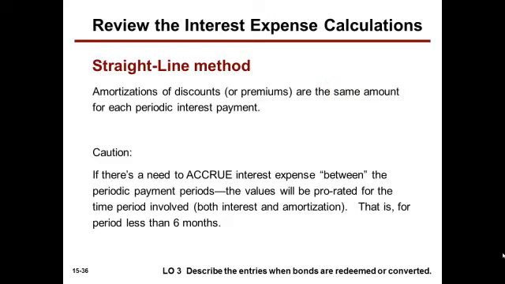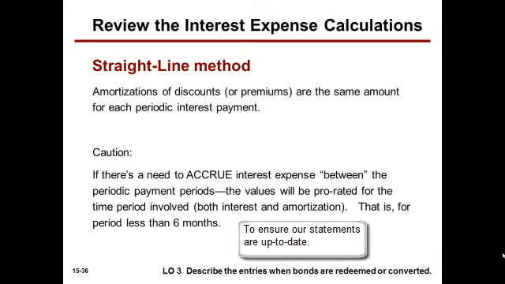Now, a word of caution. If there's a need to accrue interest expense between the periodic interest payment periods, the values will be prorated for the time period involved, both the interest expense and the amortization of any discount or premium. We're talking about periods of less than 6 months. We pay interest every 6 months, but what if our financial statements need to be prepared between interest date payments? We need to make a pro rata accrual of those values before we pull off the financial statements.